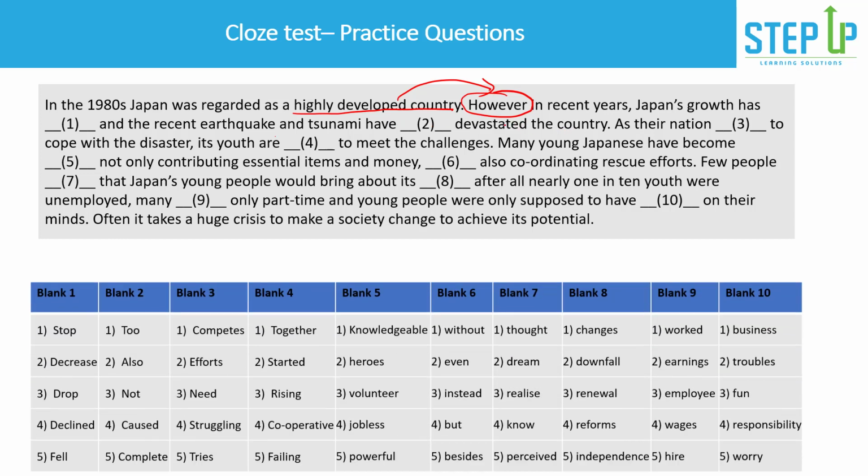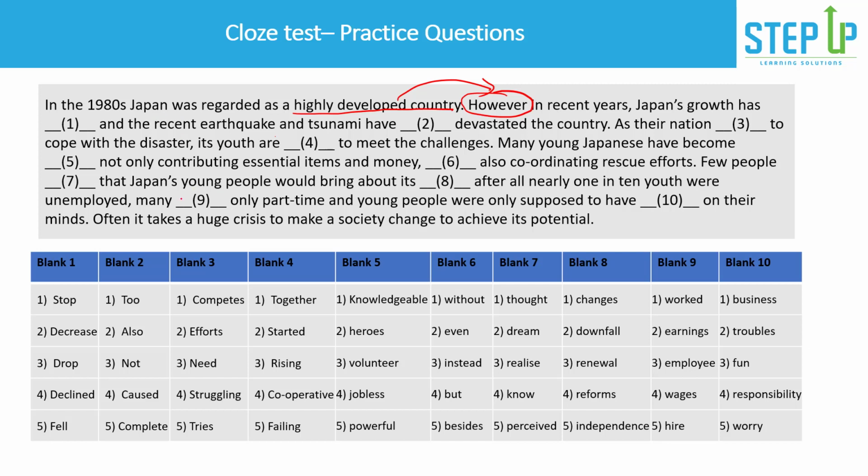Let's look at the options. Okay, Japan was highly developed. Japan's growth has stop, no, decrease, drop, decline. Because you need a past tense also, decline makes sense, right? So declined, and the recent earthquake and tsunami have two devastated, not caused, complete, have also. And the recent earthquake and tsunami have also devastated the country.